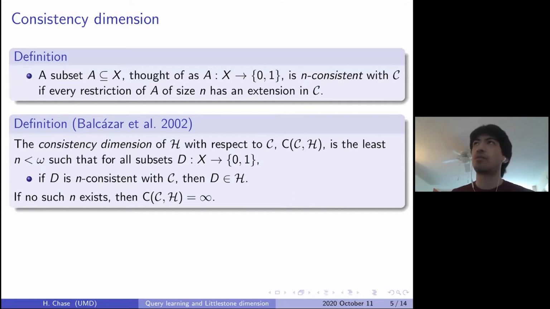We sort of want to think of it as how well H can simulate, locally, what's going on in C. And I should say that lower consistency dimension indicates a larger or richer H. For example, consistency dimension 1 would mean that H would have to be the full power set.